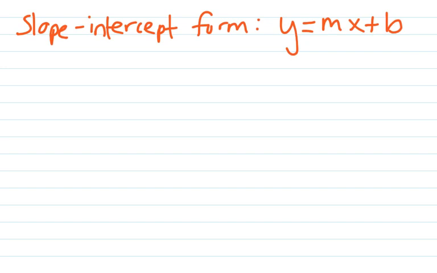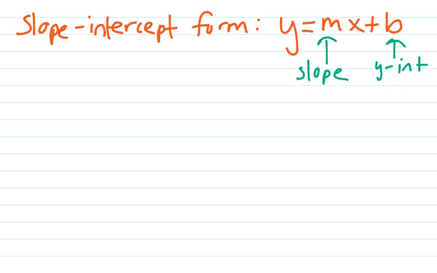So slope-intercept form is y = mx + b, and it is named that because there are 2 numbers in it. The number multiplying the x is your m value, that is the slope. And then the number outside here is what's called the y-intercept. So that's where it gets its name, slope y-intercept form.